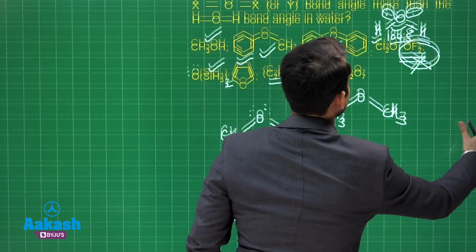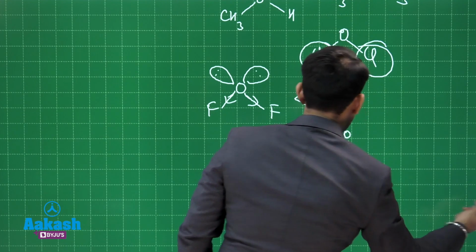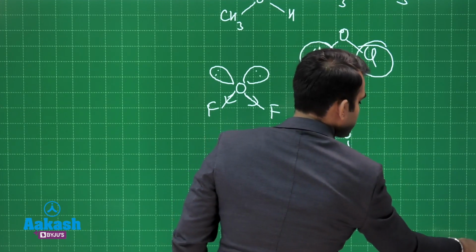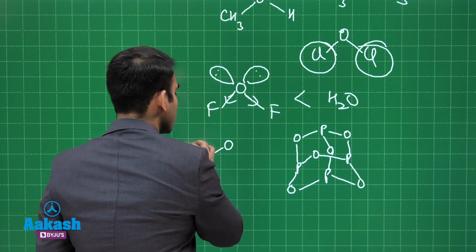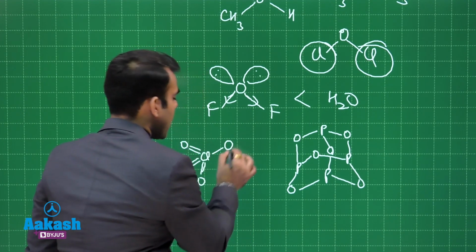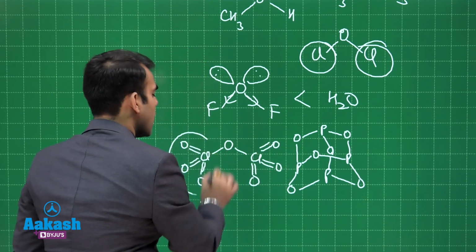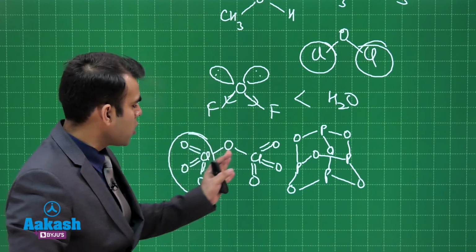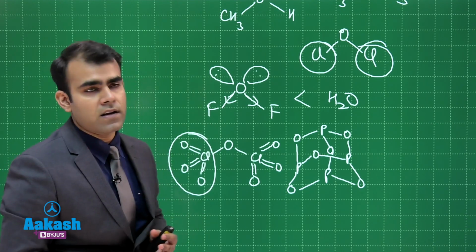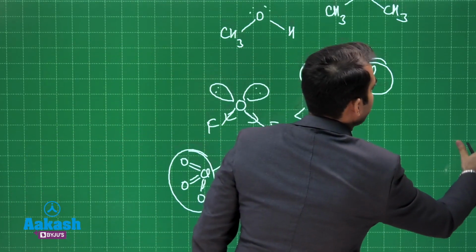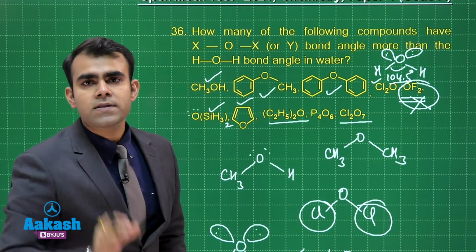And the last option is Cl2O7. Now this has a very large bond angle, as we have two bulky groups. This is OClO3, and here also we have ClO3. Now these groups are larger in size, and because of that its bond angle is somewhere around 118, which is much larger than 104. So we find a single case only, that is OF2, in which the angle is smaller.